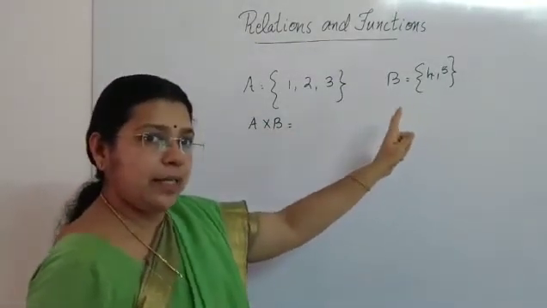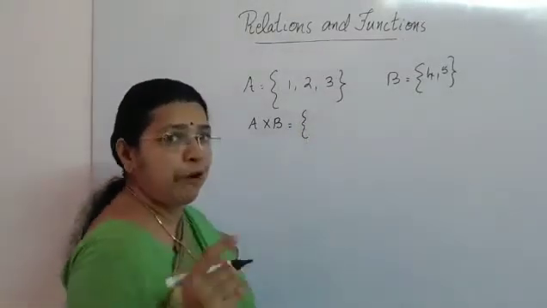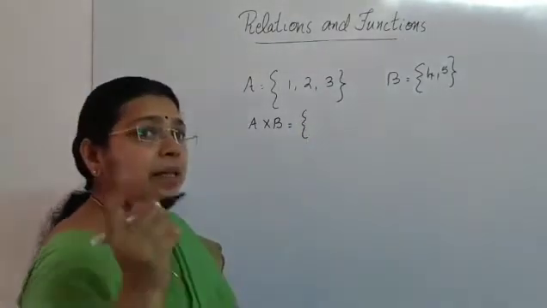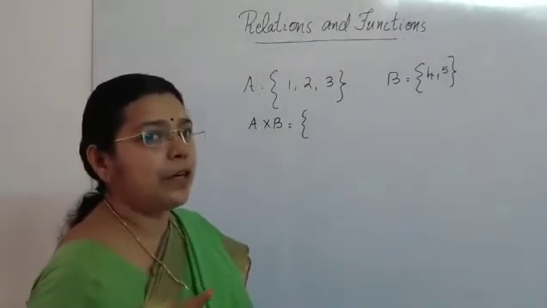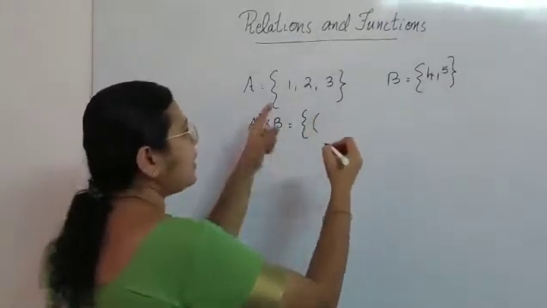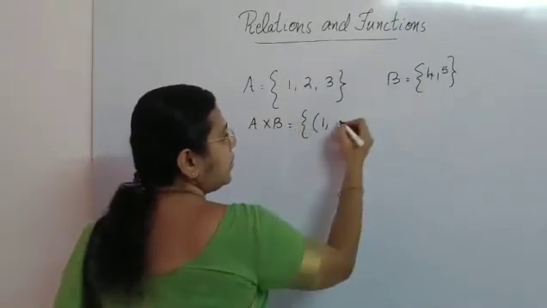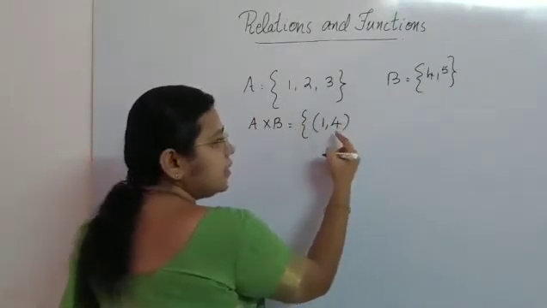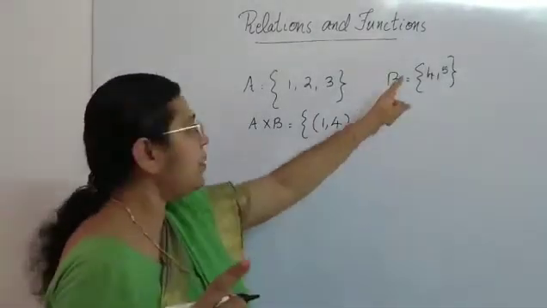What is that? It is the set of all ordered pairs that can be formed by taking the first element from set A and the second element of the ordered pair from set B. So, what is the first element from set A? 1. The element from set B? 4. That comes as the second one in the ordered pair.